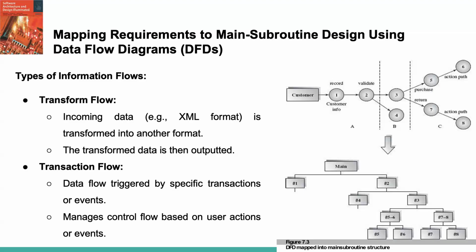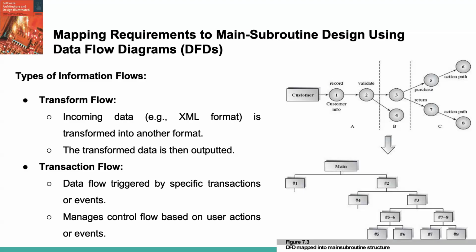Transaction flow, on the other hand, is driven by specific events or user actions. This type of flow manages the control path based on events or transactions initiated by the user or the system. Example, in a banking application, when a user initiates a transaction, such as transferring money or checking account balance, it triggers a specific flow. This transaction flow follows a defined path that depends on the action taken. For instance, if the user initiates a transfer, the system will validate the transfer details, check for sufficient funds, process the transfer, and update records accordingly.